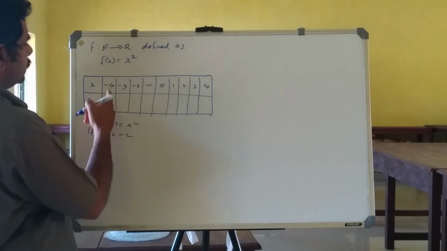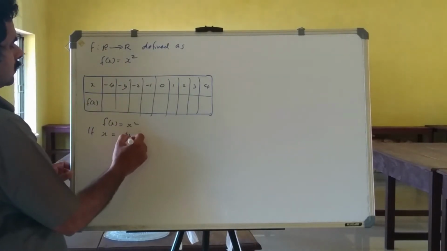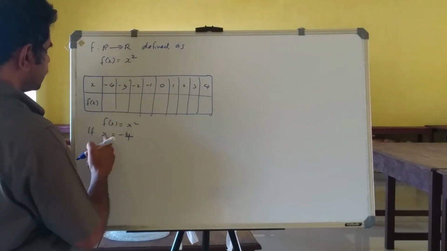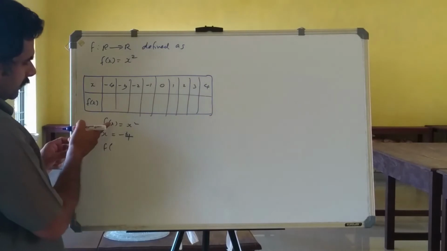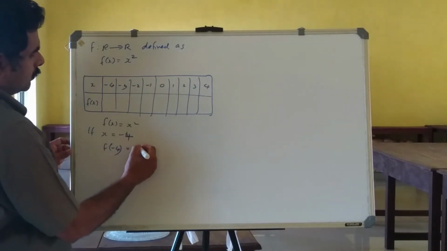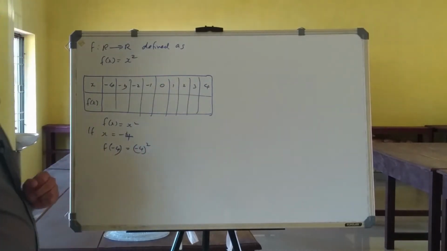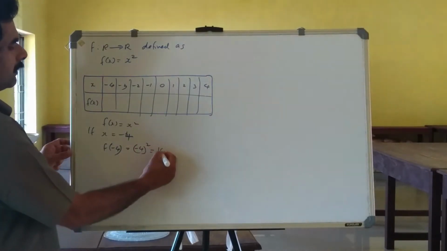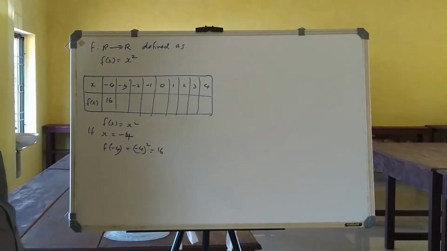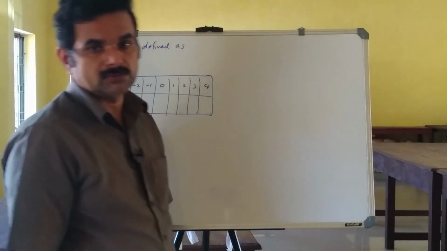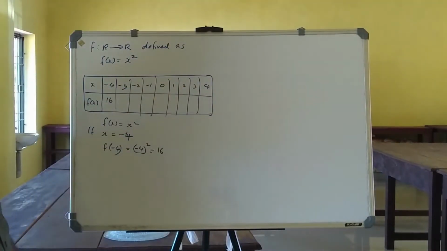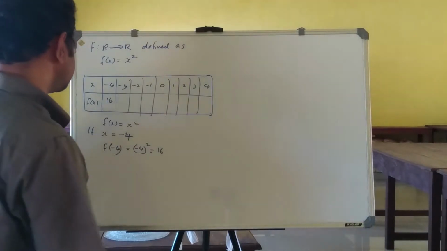If x is equal to minus 4, then what will be f of x? You give x as minus 4, that is f of minus 4 is equal to minus 4 square. What is minus 4 square? Minus 4 into minus 4, that is 16. We know that the square of a negative number is also positive. So minus 4 square is equal to 16. Minus 4 square means minus 4 into minus 4.